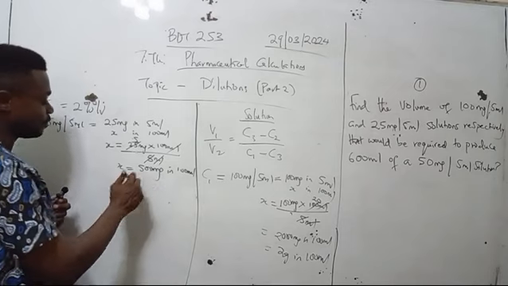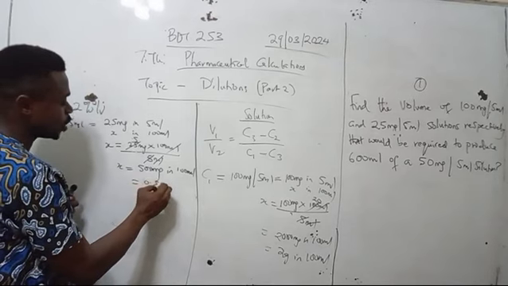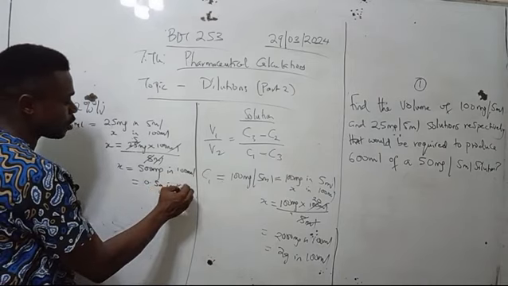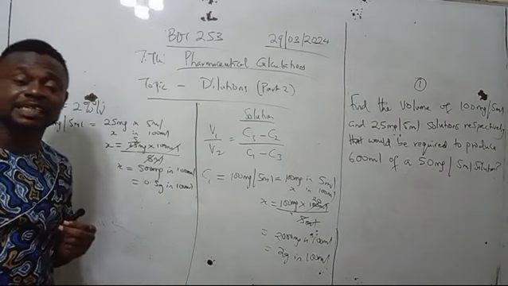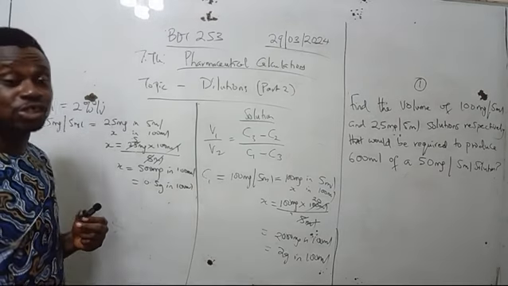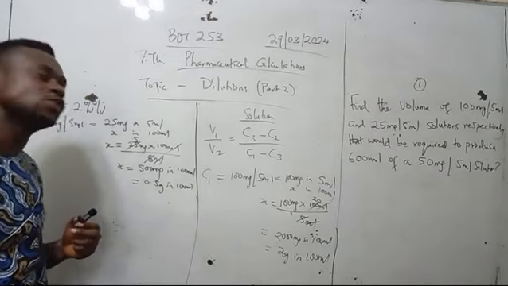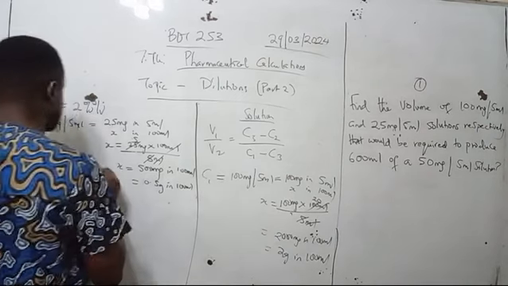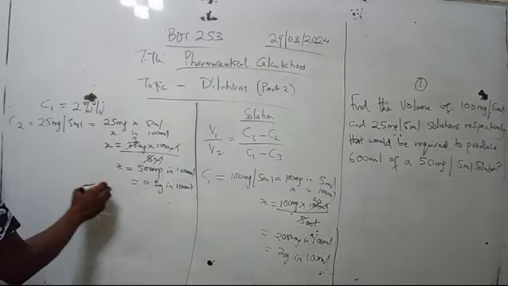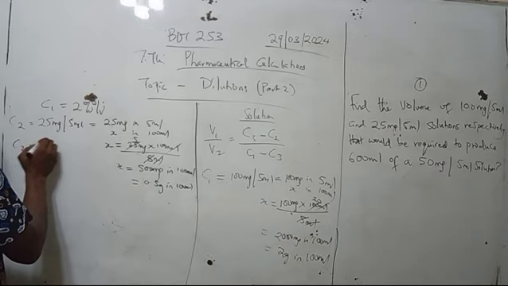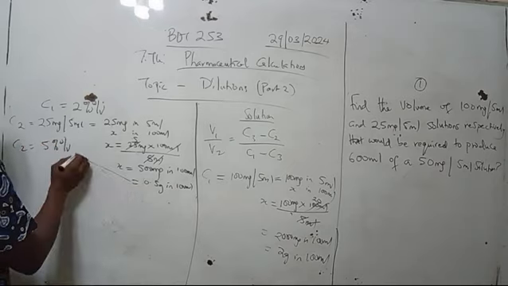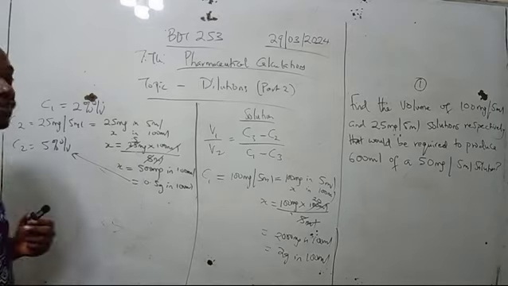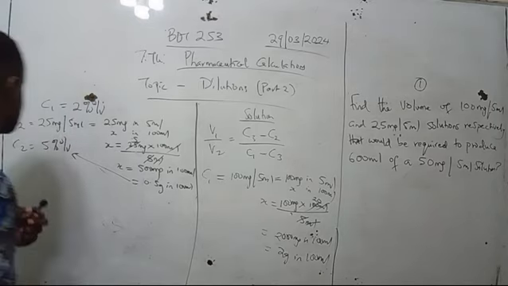What it means is that the percentage concentration is 0.5% weight in volume. So C2 here is 0.5% weight in volume. That's it. Sorry, not 5%, because it's 0.5% weight in volume.